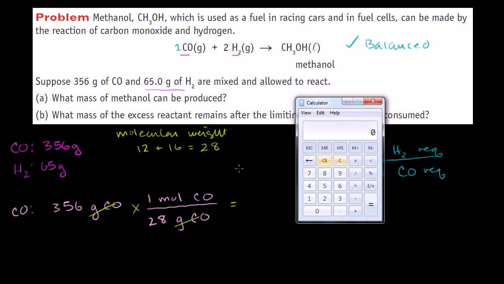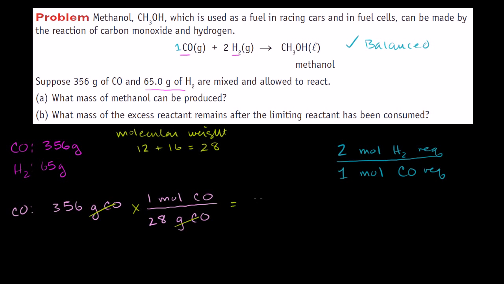So let's figure what that is. That's 356 divided by 28, right? That's essentially what we're doing. 356 divided by 28 is equal to 12.71. Let's just say 12.7 moles of carbon monoxide.